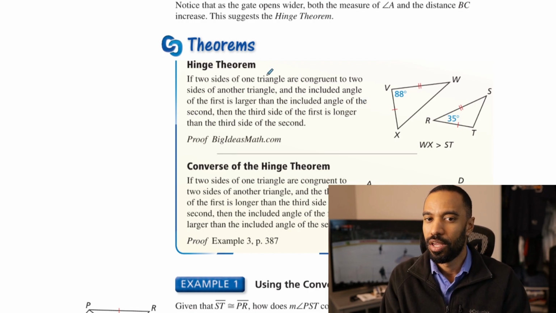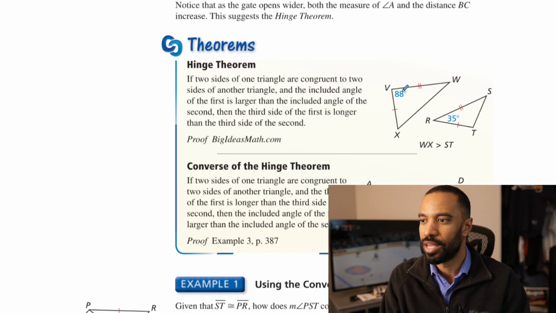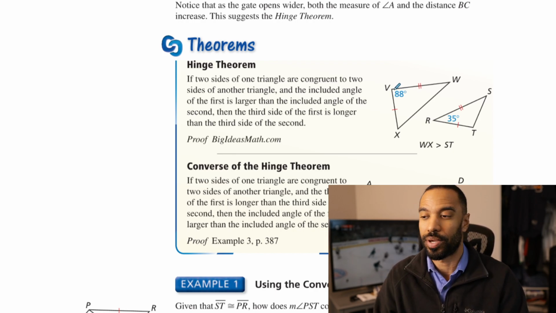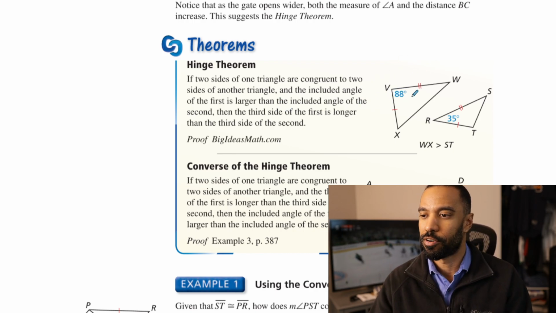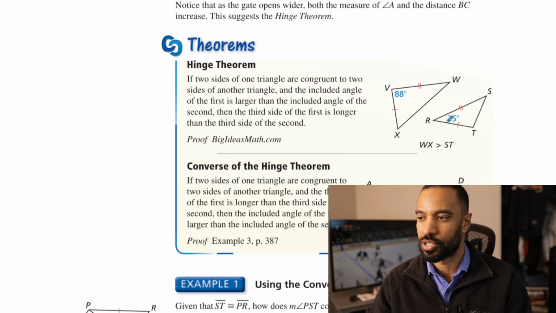The hinge theorem. If two sides of one triangle are congruent to two sides of another triangle, and the included angle, that means the angle in between, the included angle of the first is larger than the included angle of the second, then the third side of the first is longer than the third side of the second.